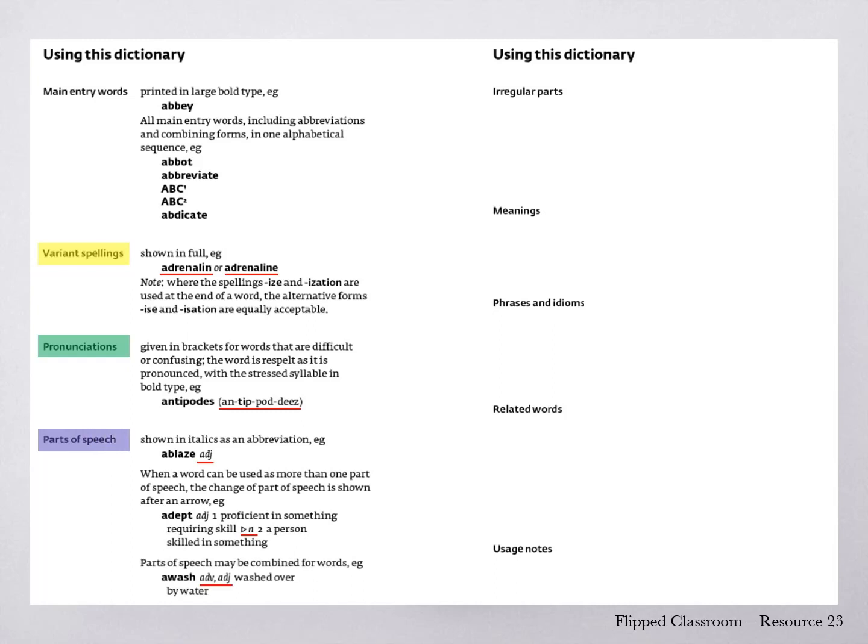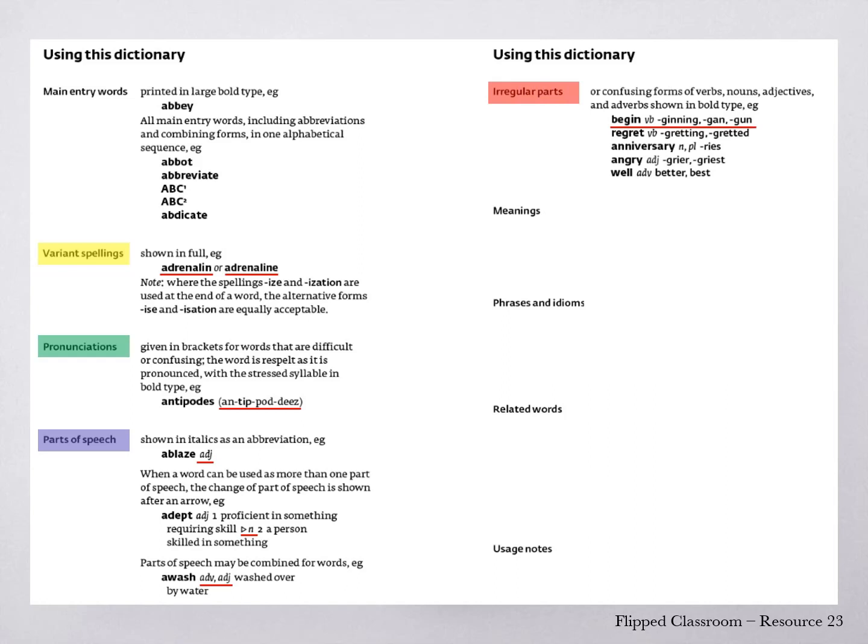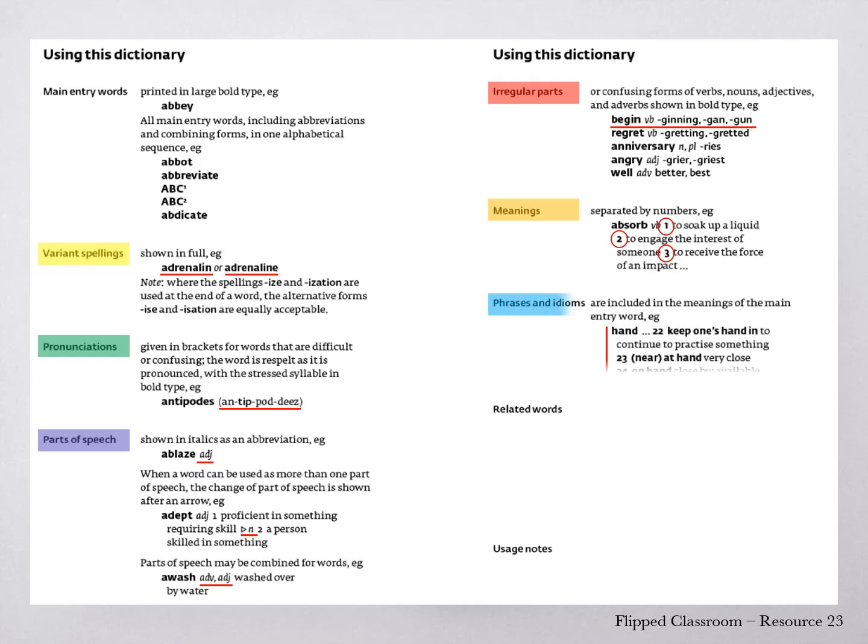Parts of speech tells you whether the entry word is a noun, a verb, an adjective, for example. Irregular parts. If the word is an irregular verb, its irregular forms will be listed. Meanings. The dictionary gives the meaning of the word you're looking up, with an example to illustrate it. Phrases and idioms are mentioned if your entry word has any.